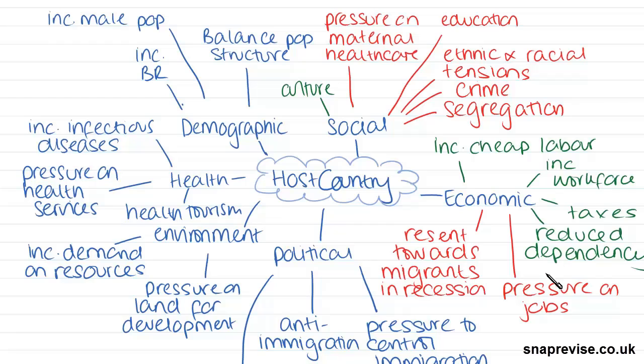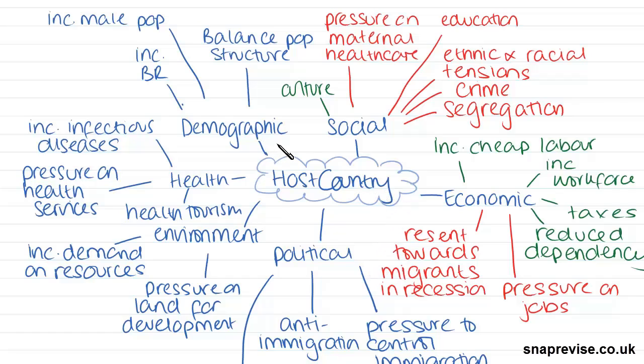Continuing on from the previous video, we're going to continue looking at the implications of migration change on population structure. So now looking at the implications for host countries, which are the countries where migrants are moving to, we'll look at some of the implications there.